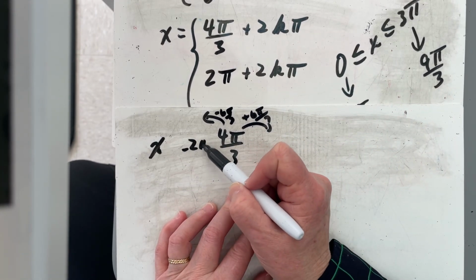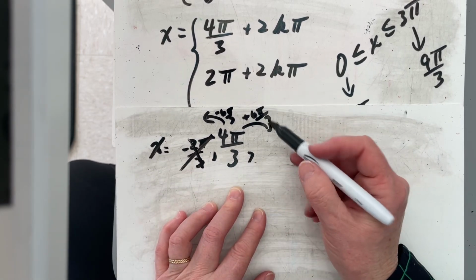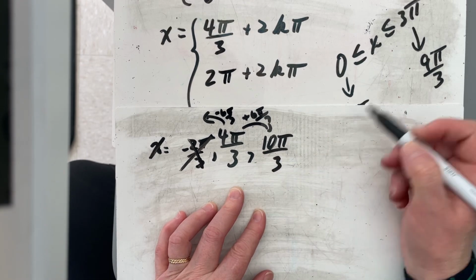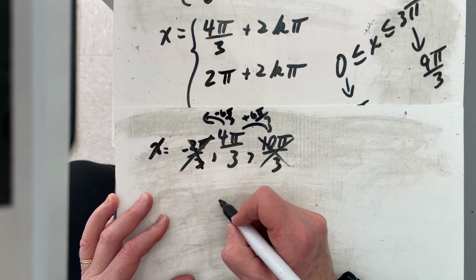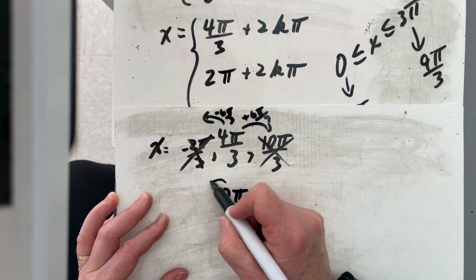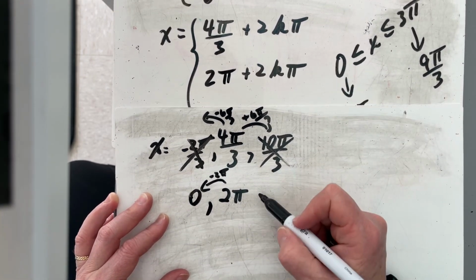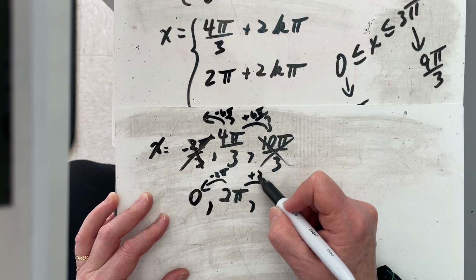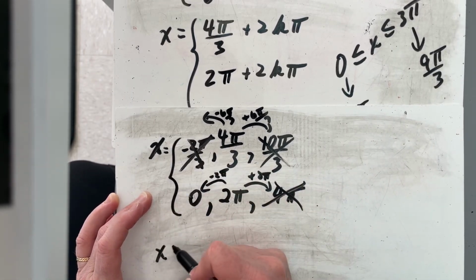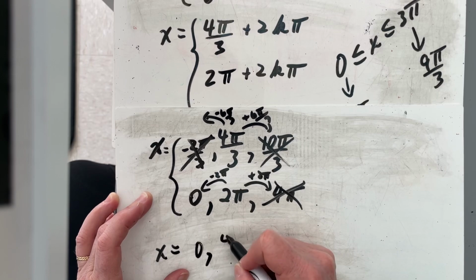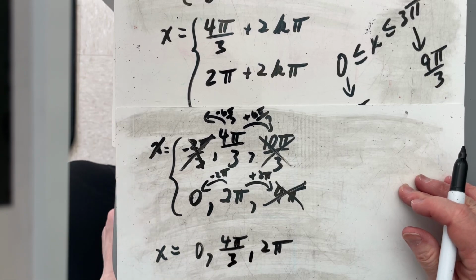This would be negative 2 pi over 3, which is too small for our restricted domain. 10 pi over 3 is too large for our restricted domain. Okay, so we just have 4 pi over 3 from that answer. However, with 2 pi, once we subtract 2 pi, we get 0. That is still within the restricted domain, so that's a good answer. If we add 2 pi, we're going to have 4 pi, which is too big, so we don't have that. So our final answer is 3 solutions, 0, 4 pi over 3, and 2 pi. So 3 solutions within that restricted domain.